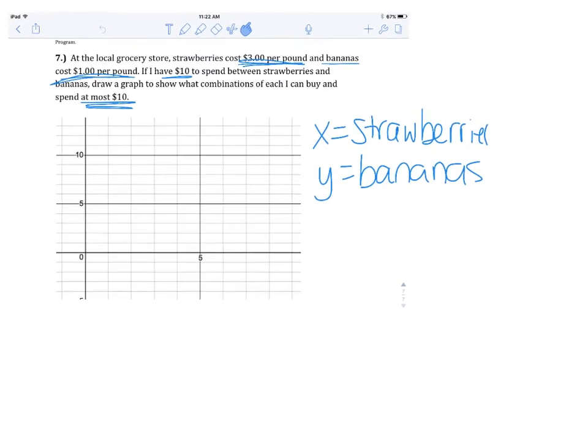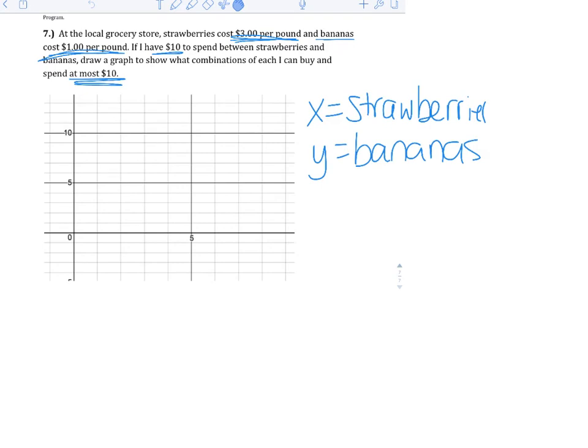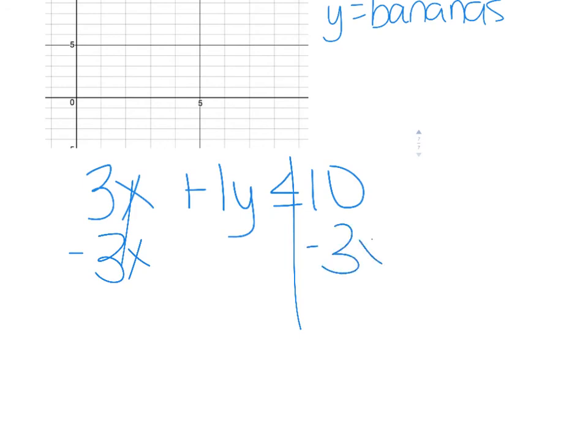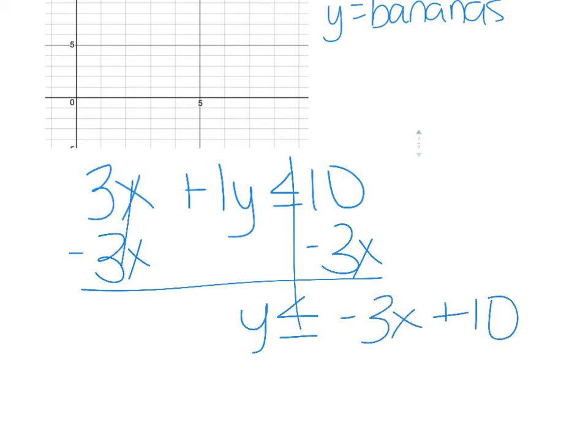So like we did in the other problems, we're going to create an inequality. We know that strawberries are x and they're $3 per pound, but we don't know how many pounds there are, so we're going to start with 3x. Bananas are $1 per pound and bananas are represented with y. And you have at most $10 to spend. So that means that we can spend less than or equal to $10. We cannot exceed the $10 limit. So we're going to rearrange it so we can graph it. So we have y is less than or equal to negative 3x plus 10, or we could say 10 minus 3x.